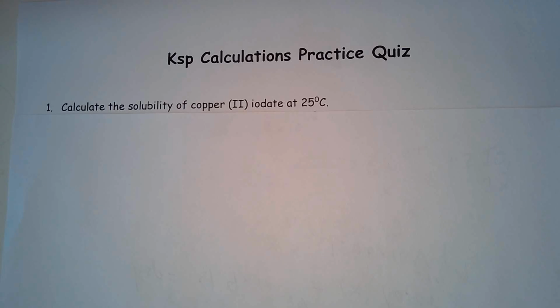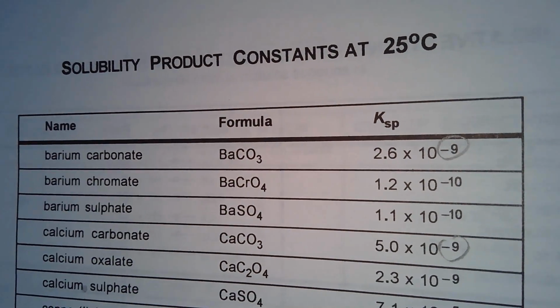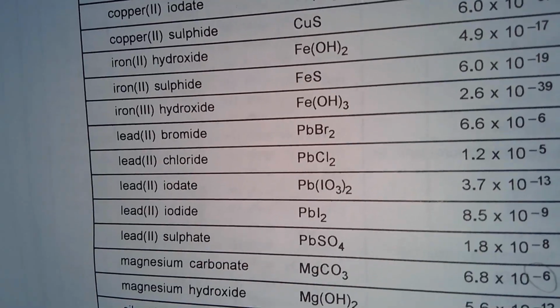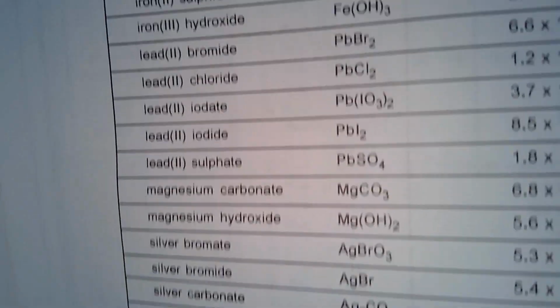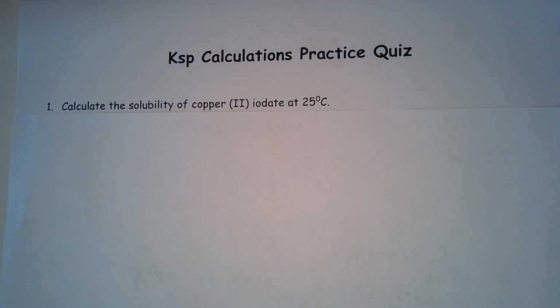Now, before we start, some of the questions didn't have the KSP value, so you did need to use this solubility product constant table. Okay, now if you don't have this table, then what you want to do is get it online. You can find that table if you just Google solubility table at 25 degrees. You should find a similar table on Google.